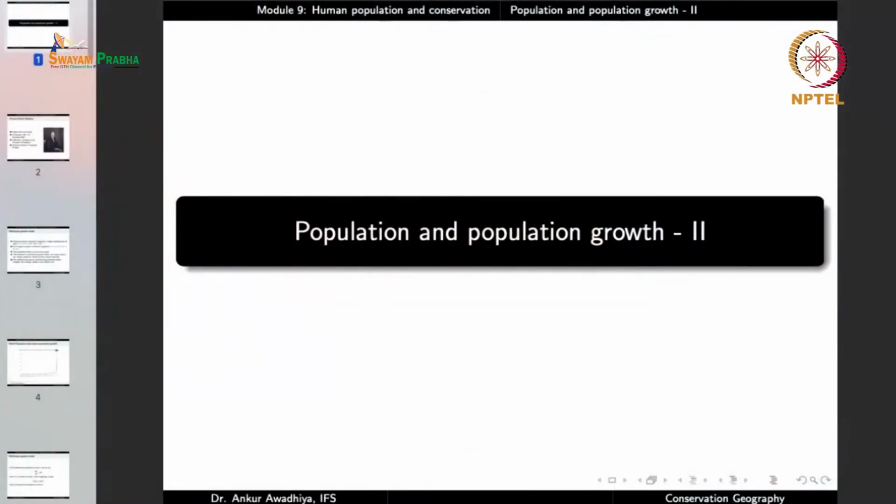Namaste. We carry forward our discussion on human population and conservation, primarily population and population growth. Now, in the last lecture, we saw that the human population is different in different areas. There are a large number of areas where the population is very small, and there are a small number of areas where the population is very large.